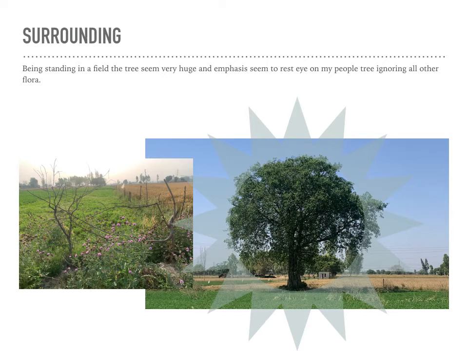In the end, the surrounding is one of the major key elements of my tree. My tree is in the field, and there is no other major tree around it, so the emphasis lies on my tree. As the other plants are very small and delicate, the tree comes out as a very strong individual. This is the only tree right there, and all the other plants are very small. These are the factors that make my tree unique from other people trees.